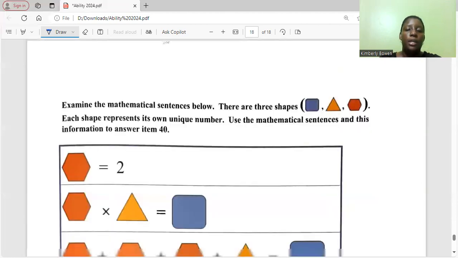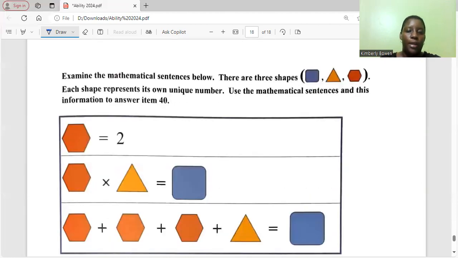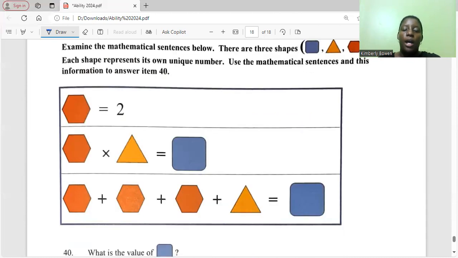And finally, we're at the end of the paper. I'll do this. Examine the mathematical sentence below. There are three shapes: a square, a round edge square, a triangle, and a hexagon, 1, 2, 3, 4, 5, 6 sides. Yes, so it's a hexagon here.